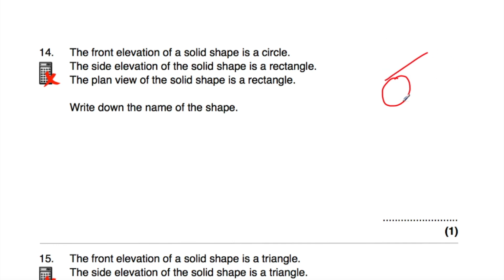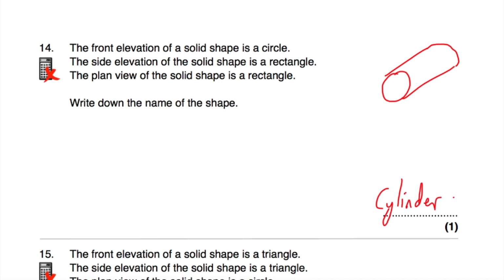I'm just going to draw it a bit better. So you'd have the shape like that. So you'd have the cylinder. The front of it, if you're looking at it, if it's laying down, it would be a circle. From the side, it would be a rectangle. And from the top, it would be a rectangle as well. So the name of the shape is a cylinder. And that's it. Okay, next, question number 15.